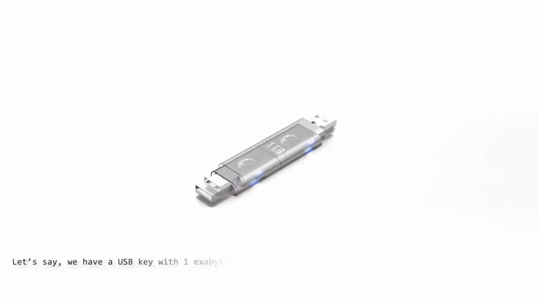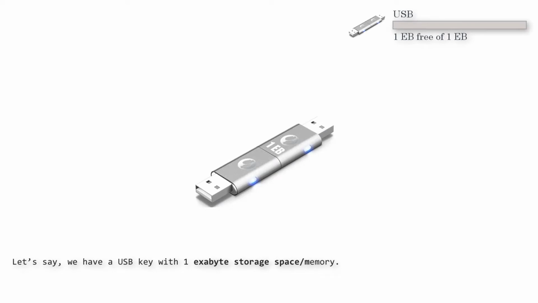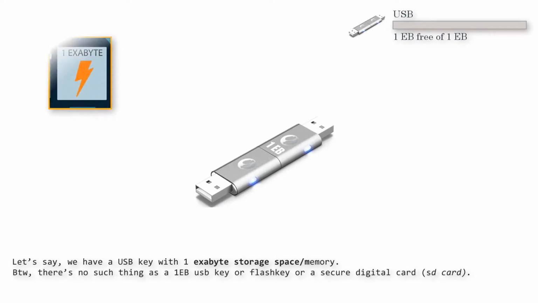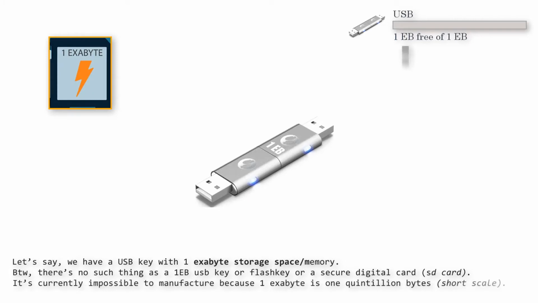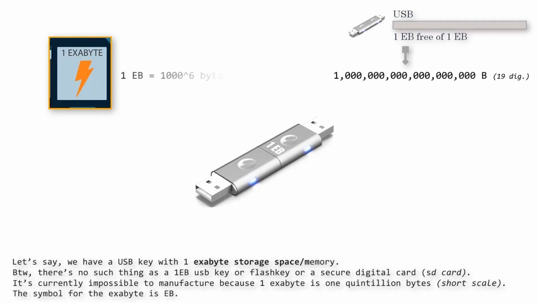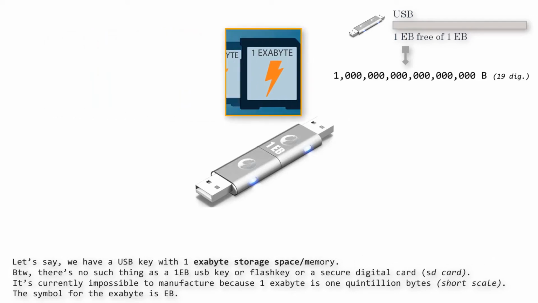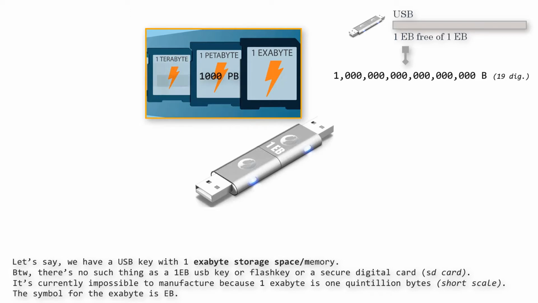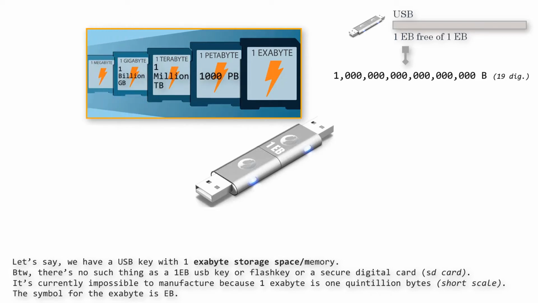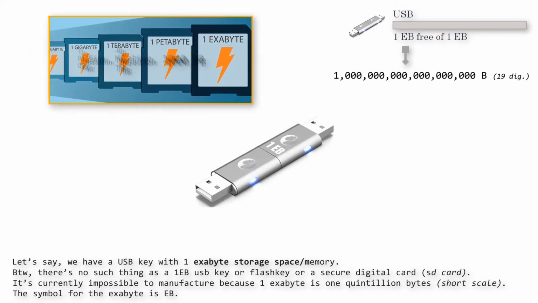Let's say we have a USB key with 1 exabyte storage space or memory. By the way, there's no such thing as a 1 exabyte USB key or flash key or a secure digital card, SD card. It's currently impossible to manufacture because 1 exabyte is 1 quintillion bytes. The symbol for exabyte is EB. 1 exabyte is 1,000 to the power of 6 bytes, which is equal to 10 to the power of 18 bytes, which is basically 1 with 18 zeros, bytes. Or 1,000 petabytes, or 1 million terabytes, or 1 billion gigabytes. Hence, an exabyte is huge.